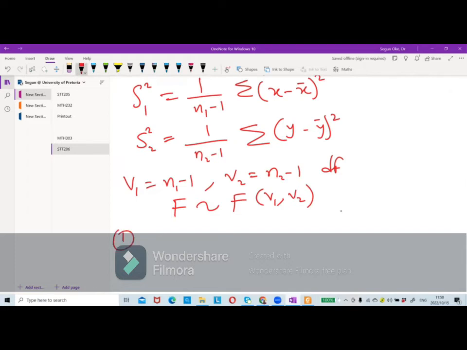So let's look at example 1. In F, you only have 2 samples in most cases to be able to use F distribution. 2 random samples were drawn from 2 normal populations.